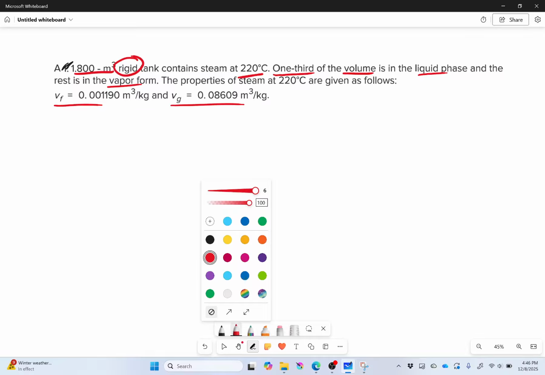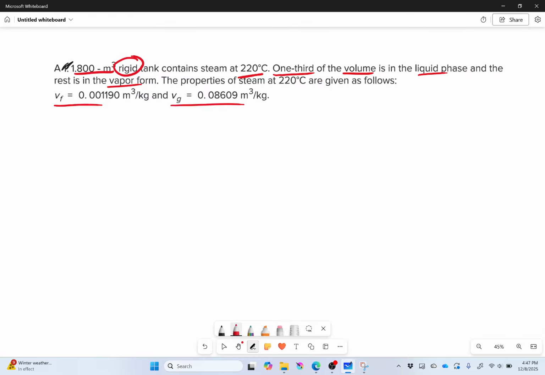And what are we trying to find? We're going to find the pressure, quality, and density of this steam. So, what is the pressure? What is the quality? And what is the density of this steam?